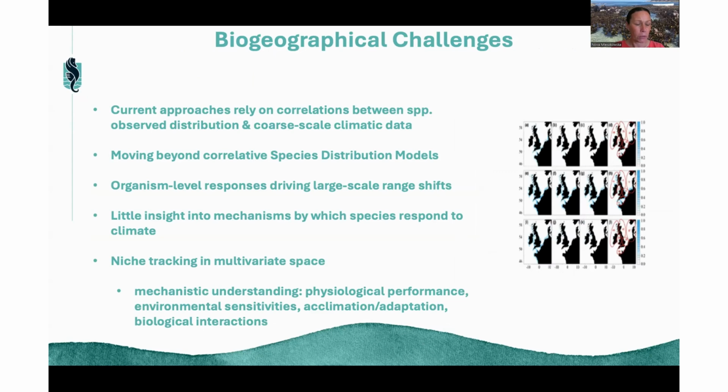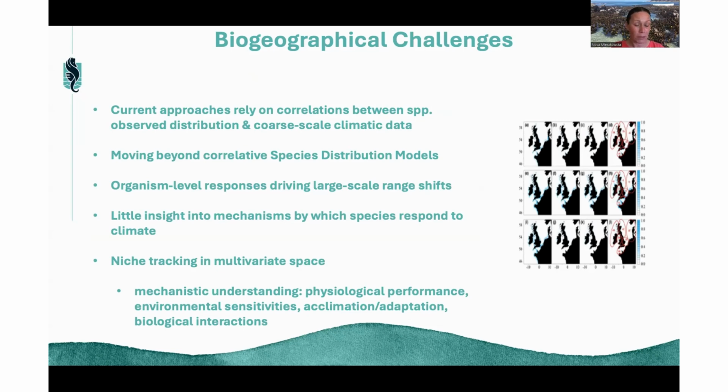So we wanted to start moving beyond using these correlative SDMs and really look at the organism level responses that are driving these large scale range shifts. Because what's actually happening is biological mechanisms inside each individual organism, wherever they are in the species distributional range, are responding to climate change, sometimes in different ways. So if we can start to look at niche tracking in multivariate space, it's going to give us a much better mechanistic understanding, which means that we then start to measure physiological performance.